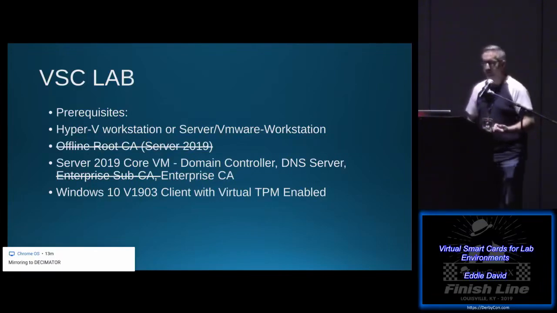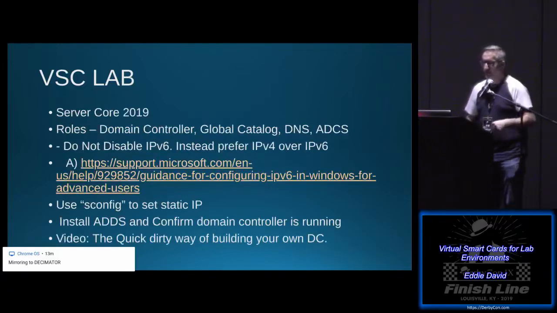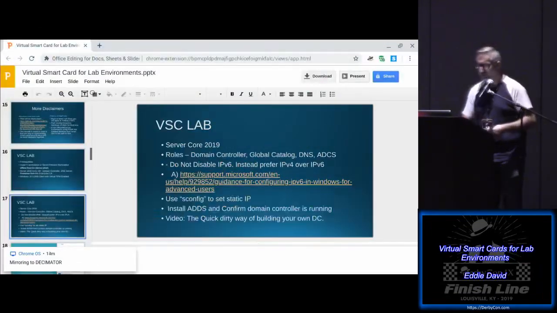And then we're going to have a Windows 10 1903 client with the virtual TPM enabled. Along with that, I don't disable IPv6. There's some Microsoft guidance on what they prefer you to do, which is a registry key to prefer IPv4 over IPv6. And I'm going to use sconfig to set a static IP. I'm going to install ADDS and confirm my domain controller is running. And I'm just going to give you a very quick demo of a dirty way to set up your own domain controller using nothing but Server Core.